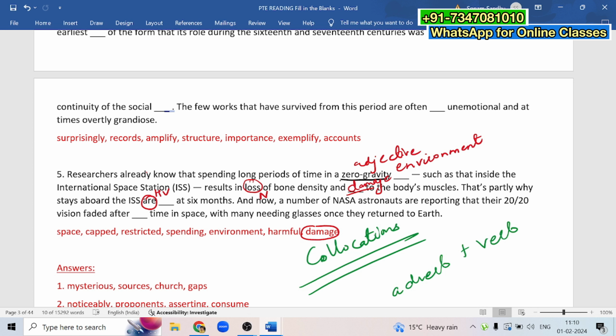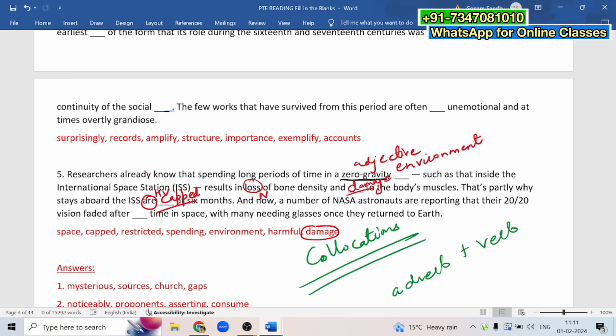Please try to guess the word form. And I have already told you the collocation. This is the collocation combination. After helping verb, some verb will come. After adverb, some verb will come. After verb, some noun will come. After adjective, some noun will come. So you just need to take care of these four things. And when you're doing it, please read it carefully. And these are the answers: environment, damage, cap, spending.